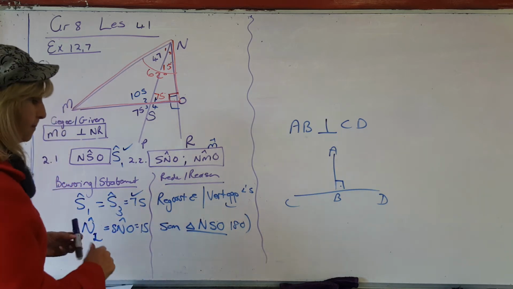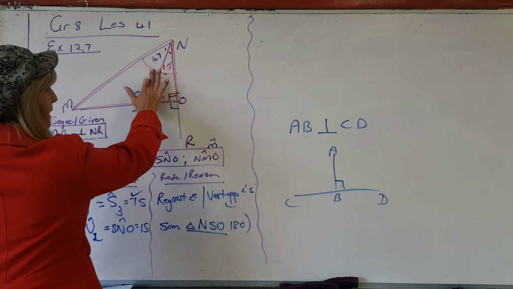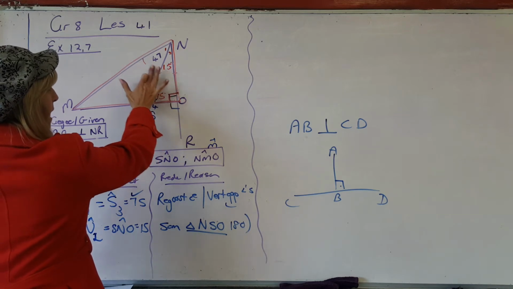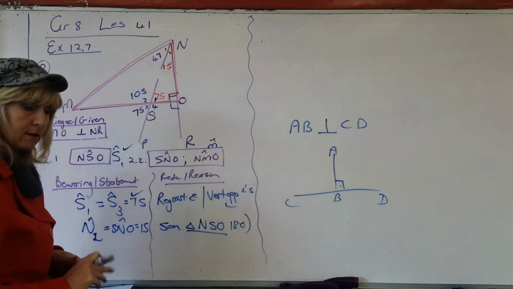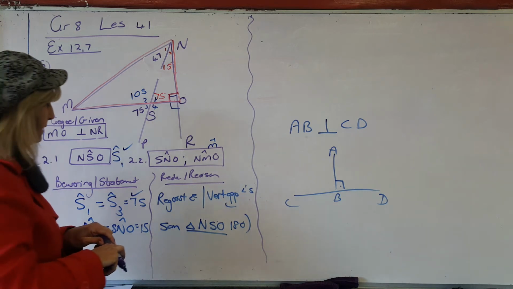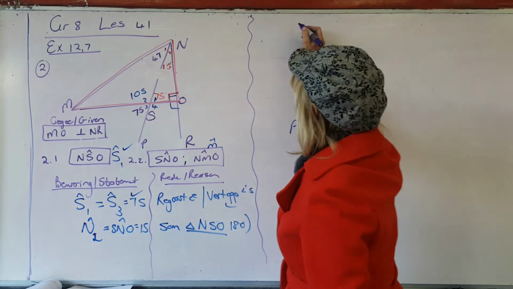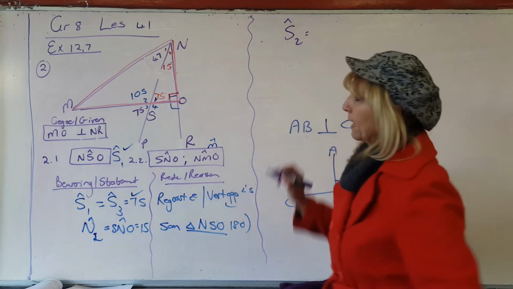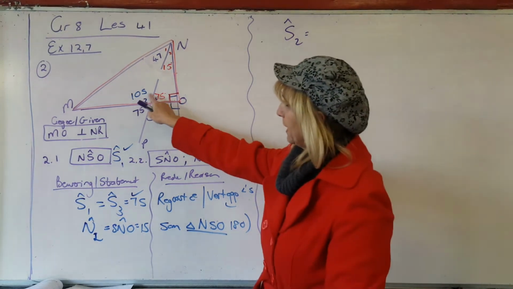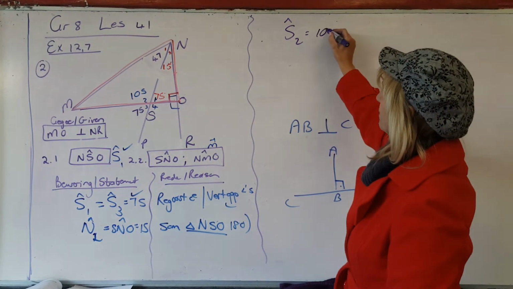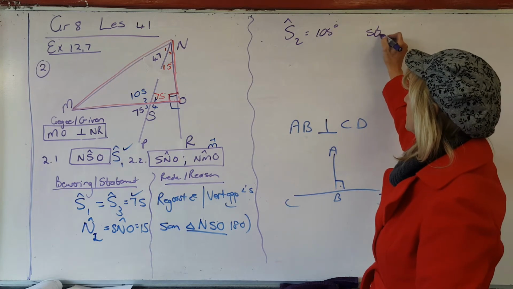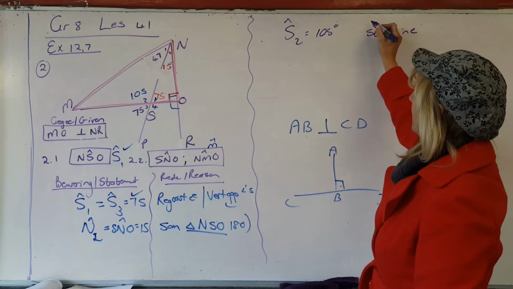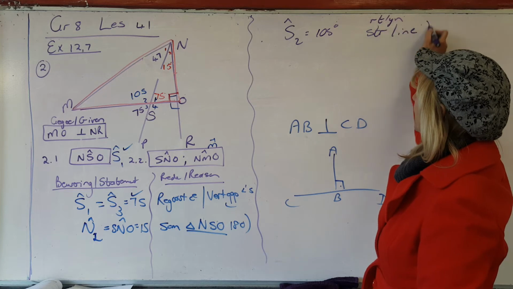So kom ons sê juffrou het nie van hierdie 62 gebruik gemaak nie. I did not use the red triangle. I went for the one that most of you might have done. Om te sê dan is S2 gelyk aan. Because now I can find S2 easily with 105 degrees because it's a straight line. 'n Reguit lyn. Dis my rede.